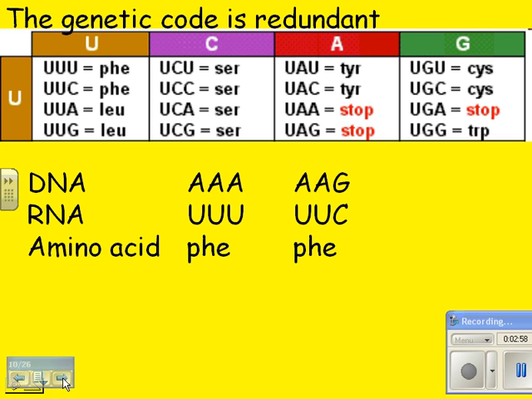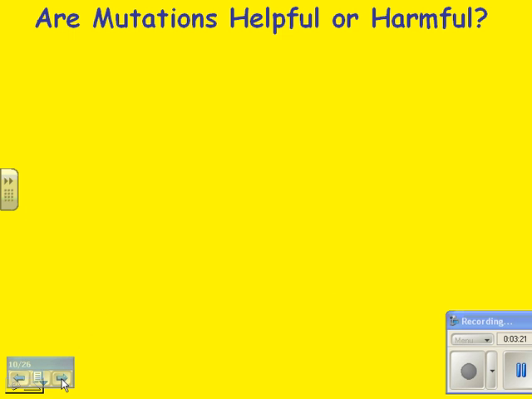So let's take a look at what that would do. If your DNA is AAA, then your RNA will be UUU, and your amino acid will be phenylalanine. If there's a mutation here, and you get AAG instead, your RNA will be UUC, and look at that, you'll still end up with the same amino acid. So sometimes a mutation really does not affect the protein that's made at all.